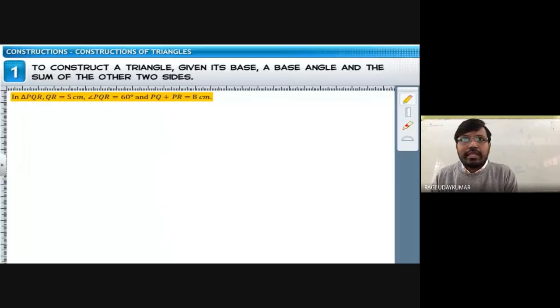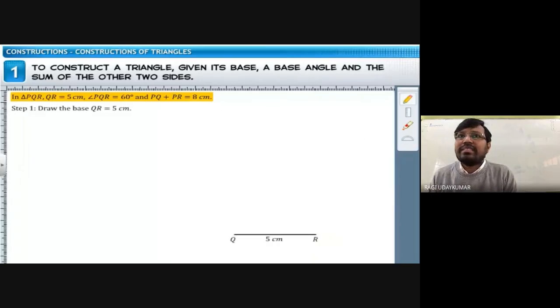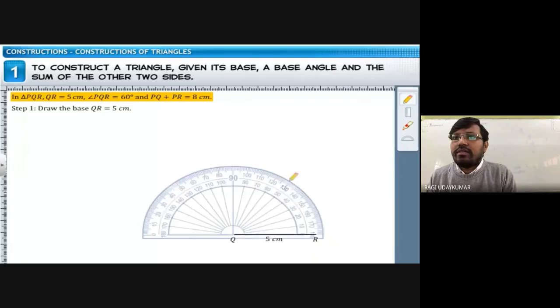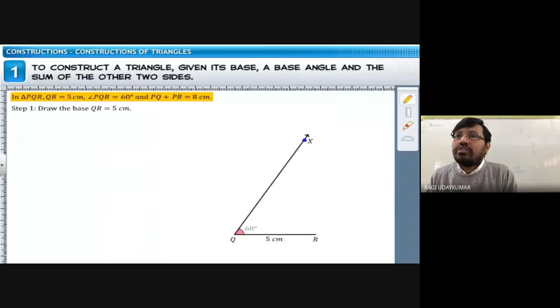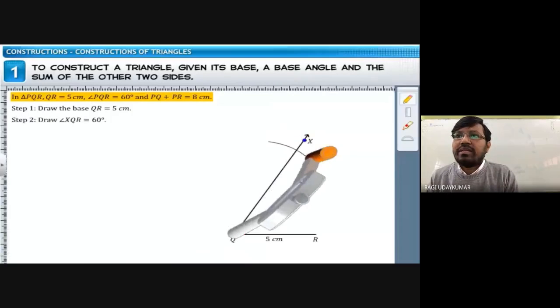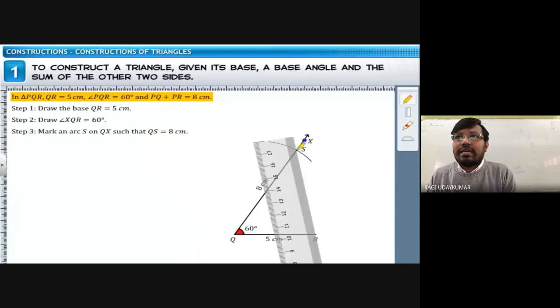Exercise problems also I'll explain to you. You don't worry. First you see this one so that you get a little bit of idea. This is base QR and angle PQR is 60 degrees. So in step 2 you have to draw a ray at 60 degrees. The steps are simple. Take the compass and take the total sum, 8 centimeters, as the length, and draw an arc. From here to here you draw a line.